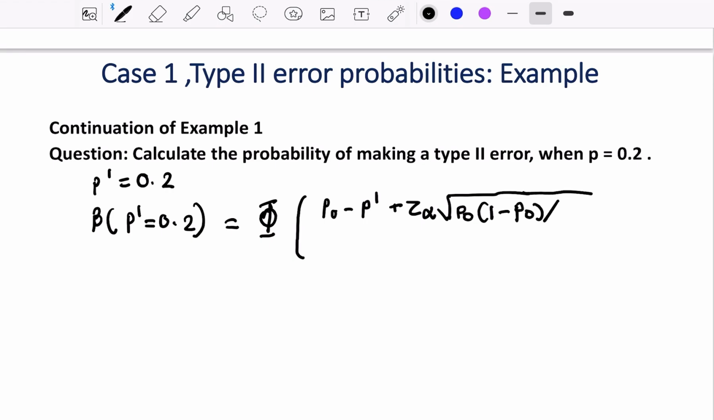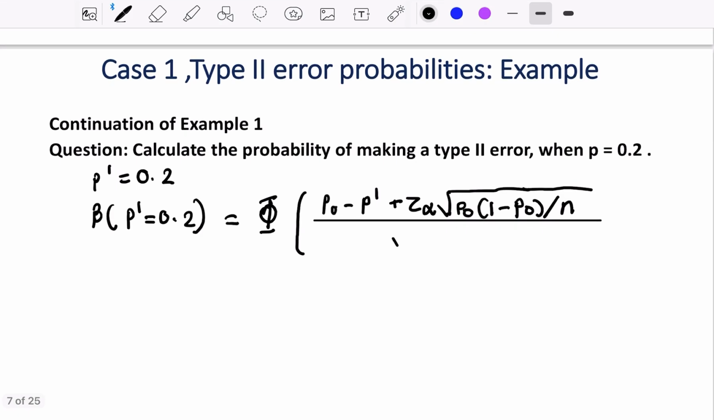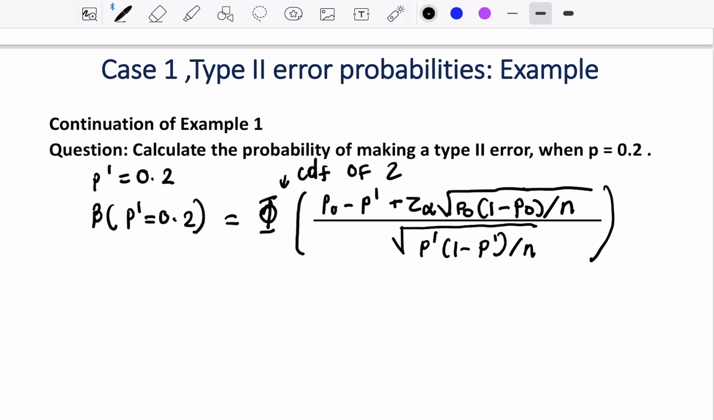Okay, and you divide this by n. Then you have to divide the whole thing by the square root of p prime times 1 minus p prime, all divided by n, right? And remember, this function indicates the CDF of a standard normal.